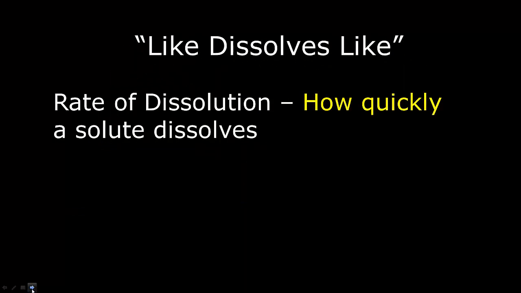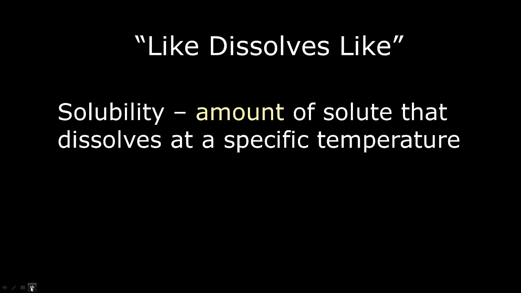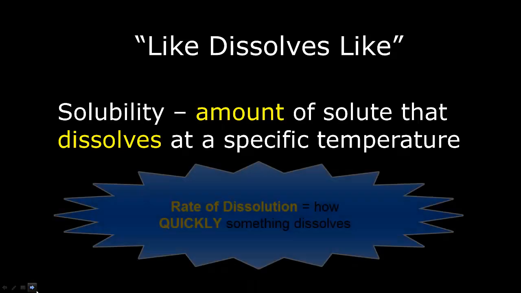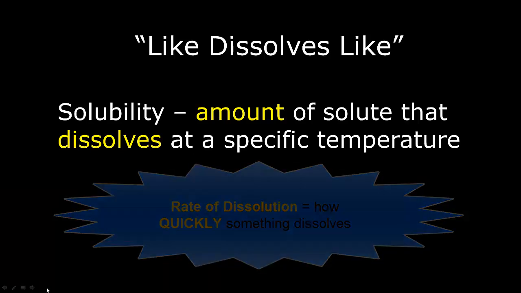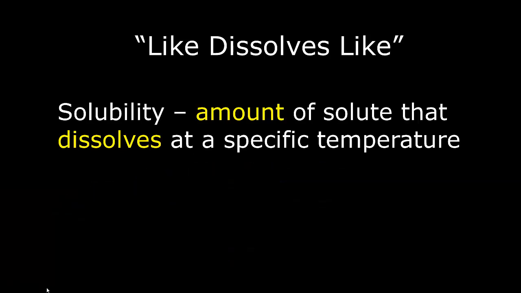The rate of dissolution is simply how quickly a solute dissolves or how quickly it can dissolve. Solubility is the amount of solute, remember the thing that you're dissolving is called the solute, that dissolves at a specific temperature. Rate of dissolution and solubility are often confused. They are not the same. The rate of dissolution is how quickly something dissolves. Solubility is the amount that can dissolve.